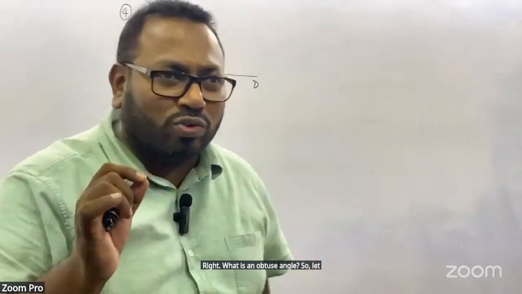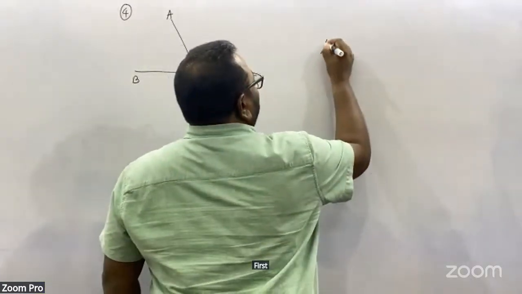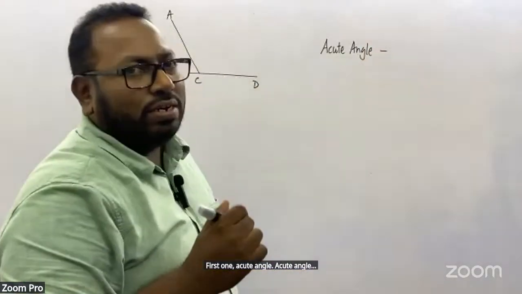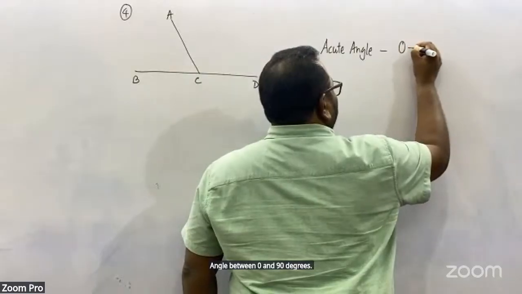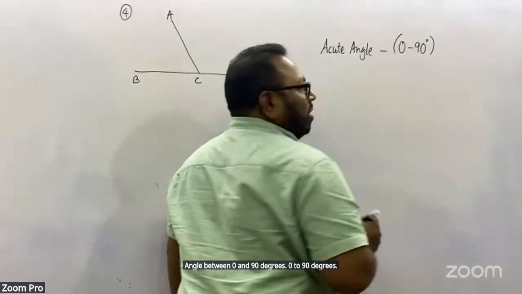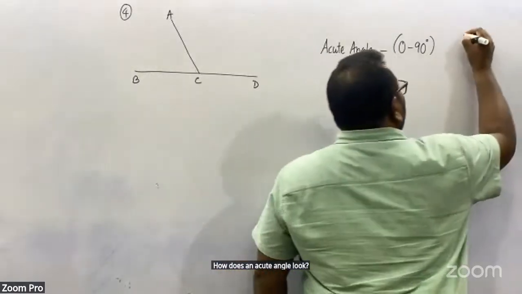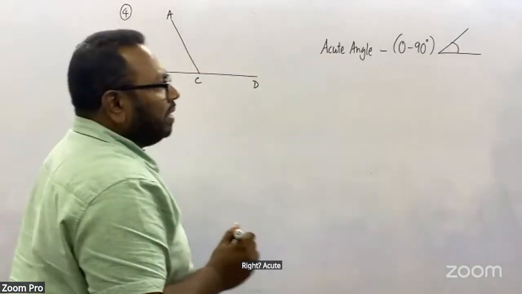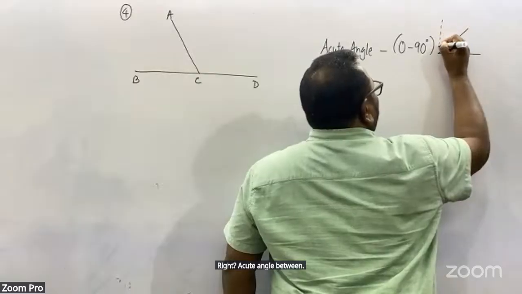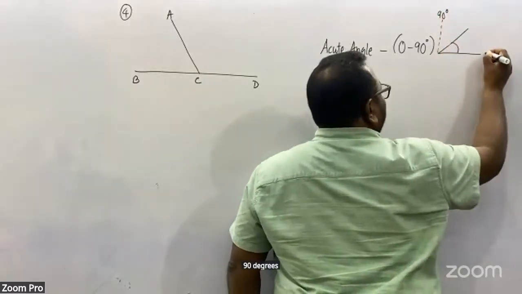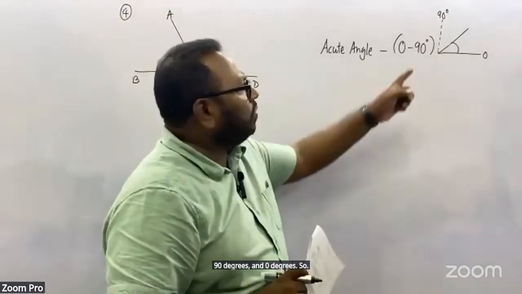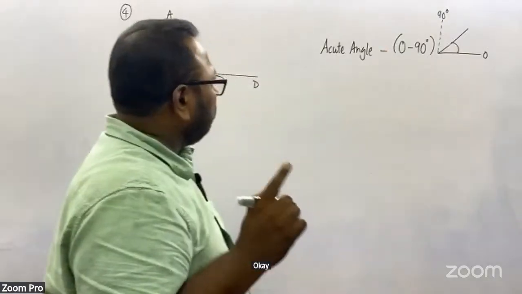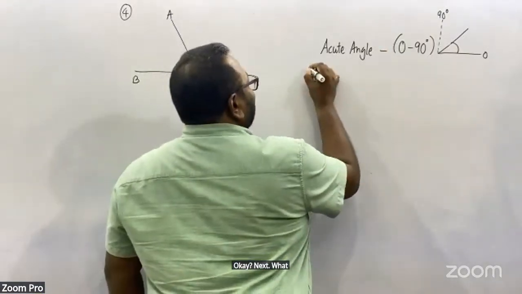So let's quickly go through the different angles. First one, acute angle. Acute angle, angle between 0 and 90 degrees. How does an acute angle look? An acute angle will look like this. Right? Acute angle between 90 degrees and 0 degrees. So anywhere between here and here, you're going to get an acute angle.